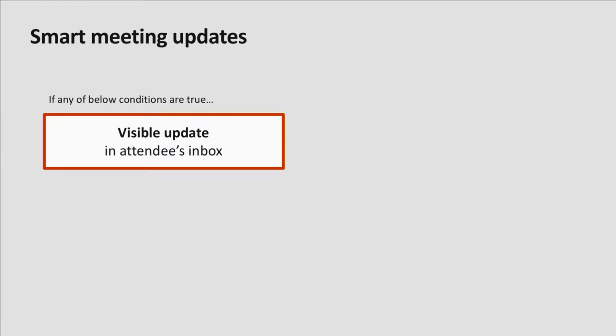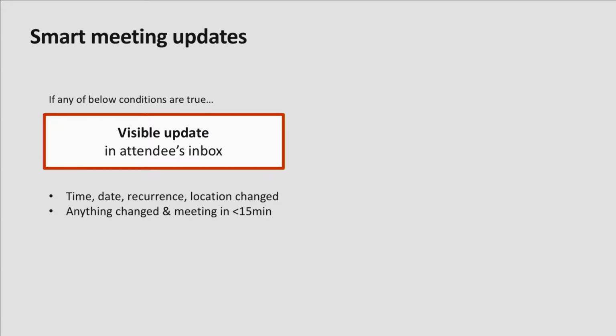The current default is that we'll show a visible update in the attendee's inbox if the time, date, recurrence pattern, or location has changed. We think those are really critical things that every attendee needs to know about. If anything changed in the meeting within 15 minutes, sometimes you're waiting for that person to add Skype and the meeting's about to start. You don't want to have to keep refreshing your calendar item, so we want that to come right to your inbox.